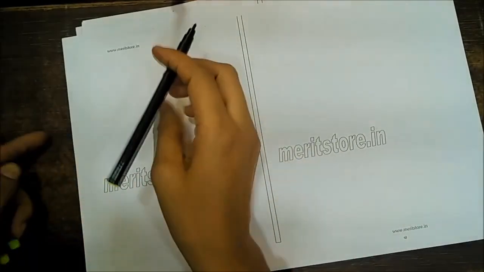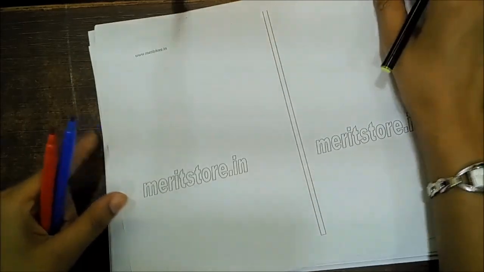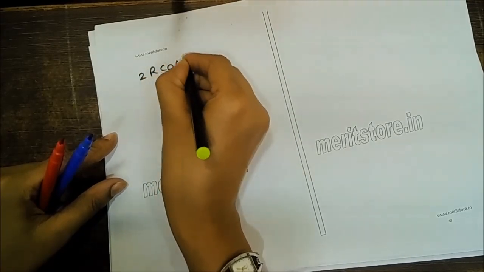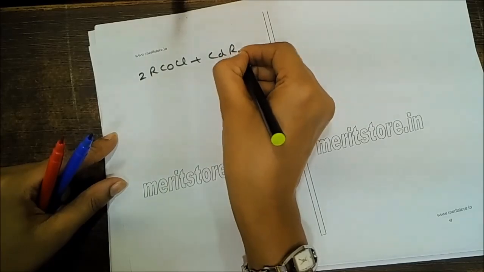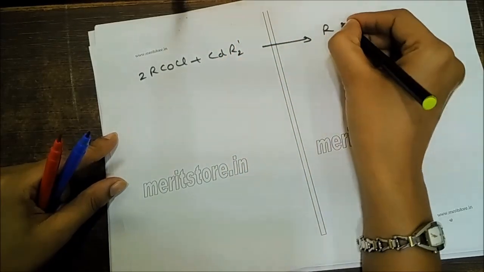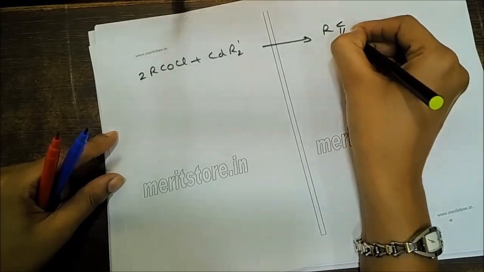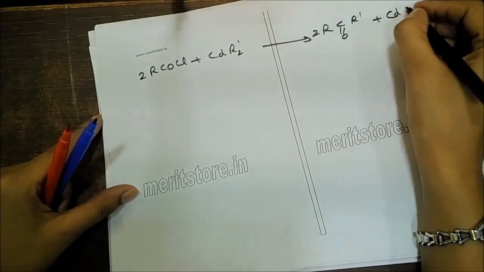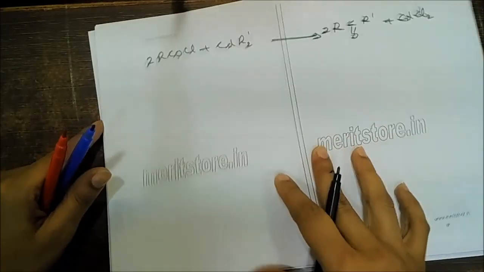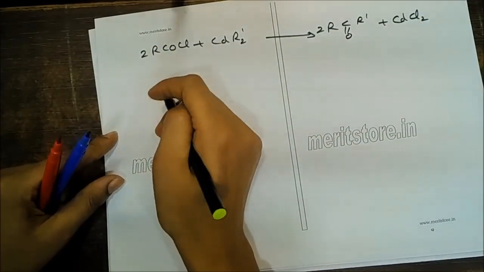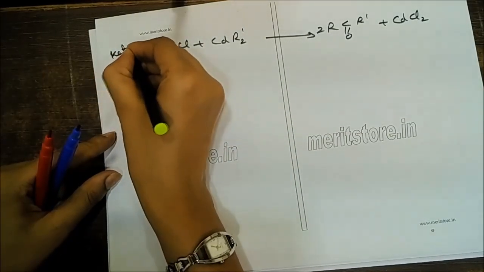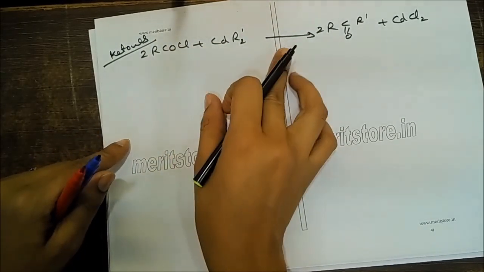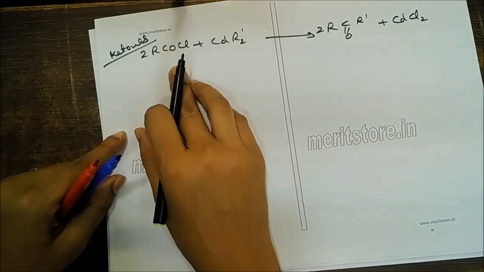For ketone, we take cadmium dichloride and we get, cadmium chloride is removed. Dialkyl cadmium is used to make ketones from acid chlorides.